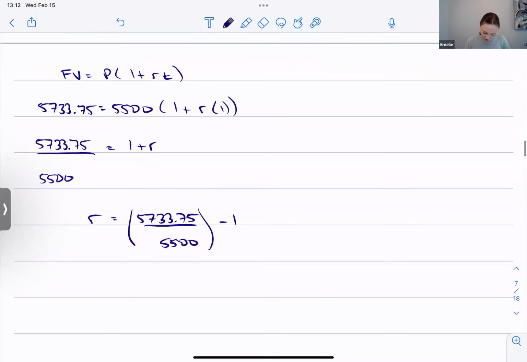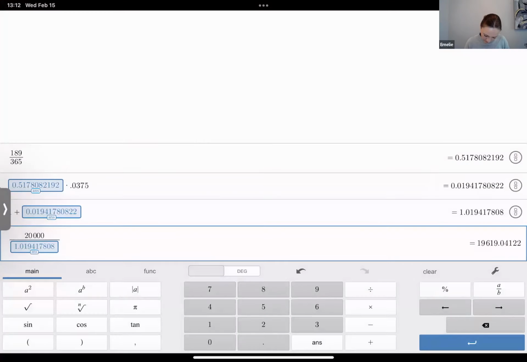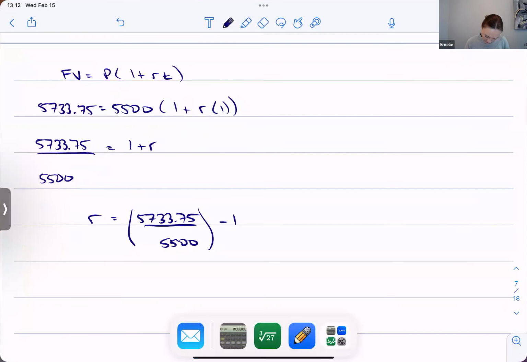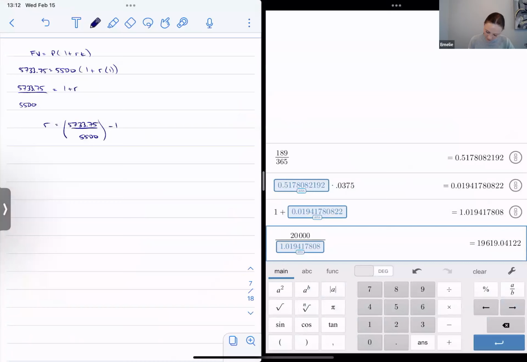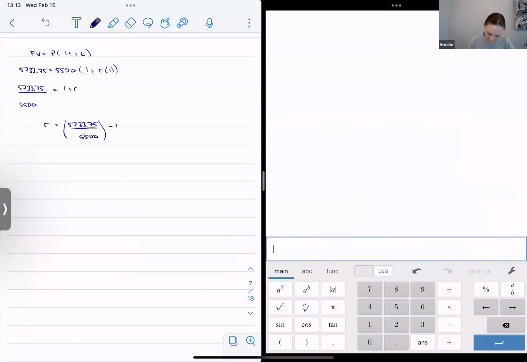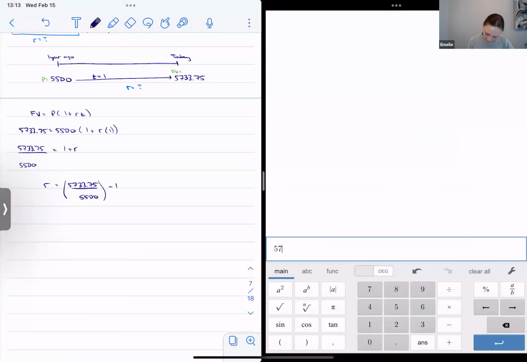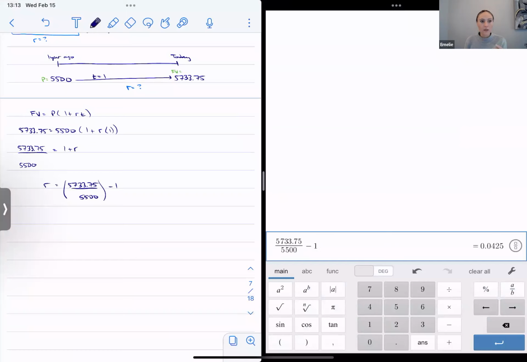I don't have a cheat sheet here. Clear all. Okay, 5,733.75 divided by 5,500. And then to do it in one line, it's really important that you step outside of the fraction and do minus 1. And so the rate is 0.0425.